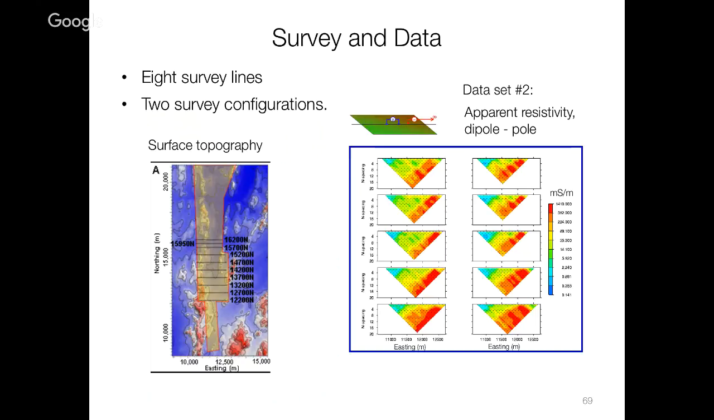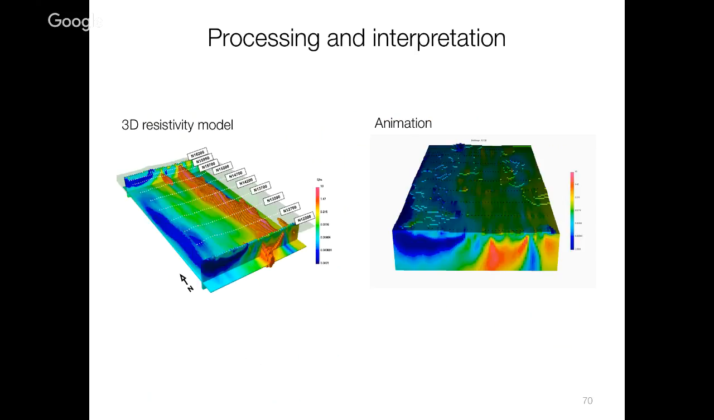In this case, the inversion is exactly the same as what we've done for 2D, except that now we've got 3D. So we've got a 3D volume made up of a whole bunch of little cuboidal cells, and we adjust the values of those so that we reproduce these data maps and have a geology that's reasonable. This is the final result: a cube of conductivity, color-coded according to this axis, so red is conductive, blue is resistive.